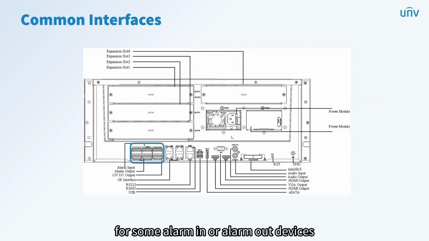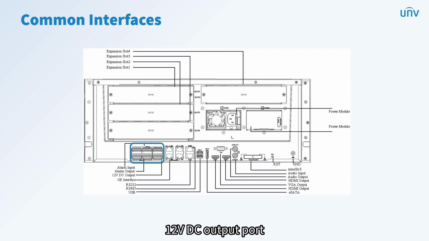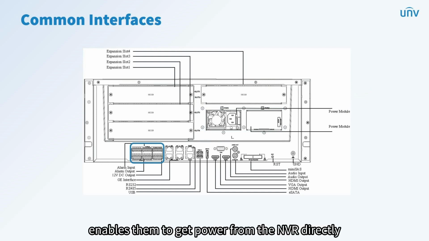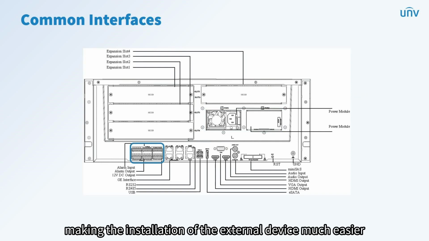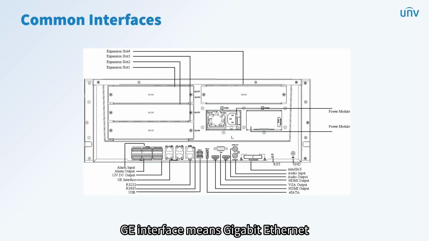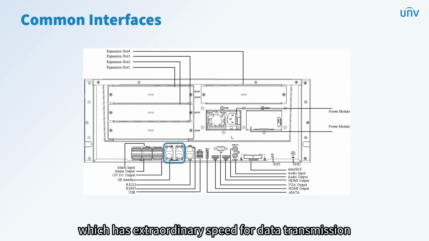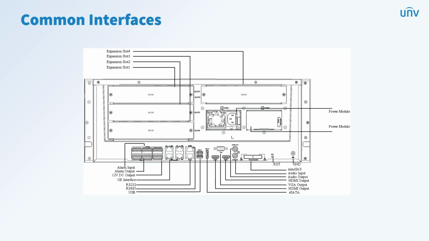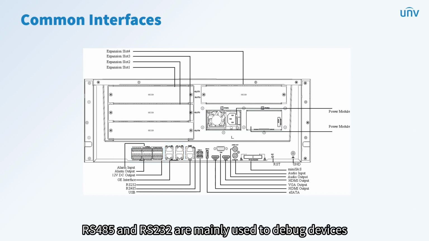For some alarm in or alarm out devices, 12-volt DC output port enables them to get power from the NVR directly, making the installation of the external device much easier. GE interface means Gigabit Ethernet, which has extraordinary speed for data transmission. RS-485 and RS-232 are mainly used to debug devices.